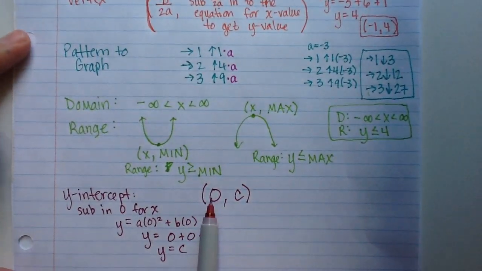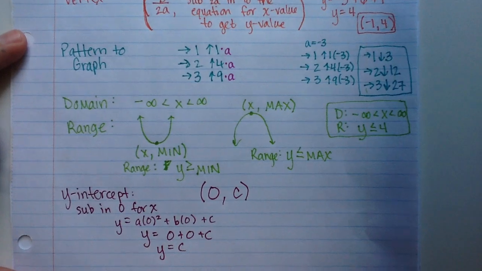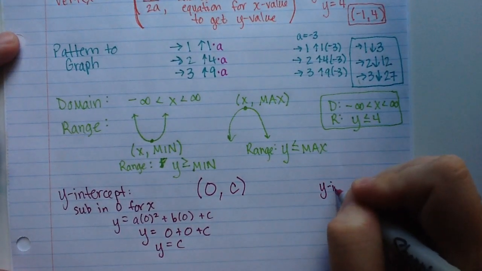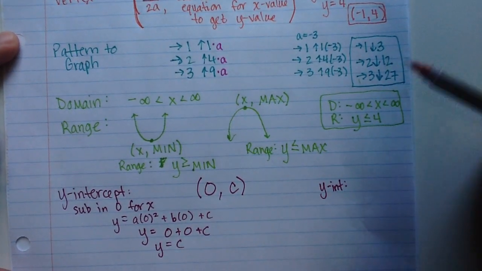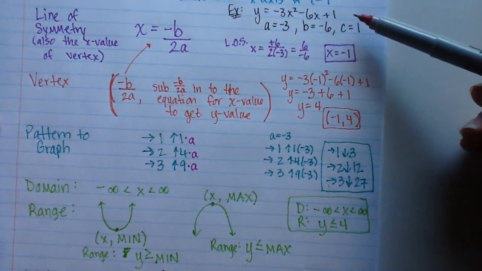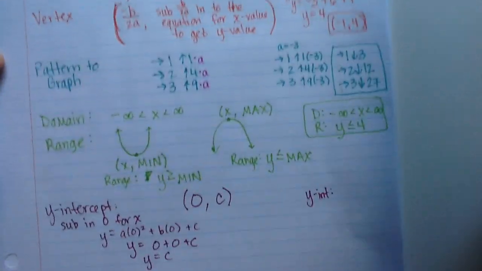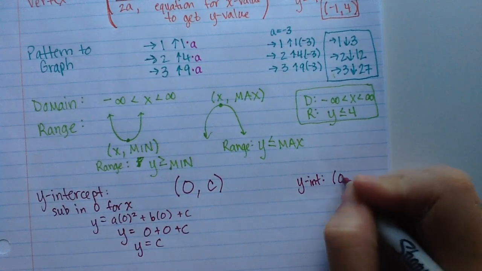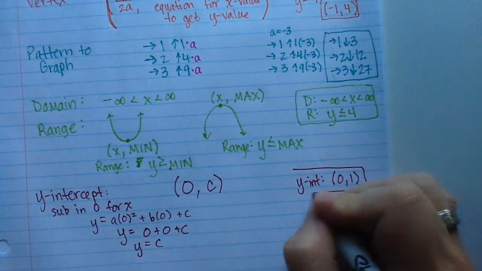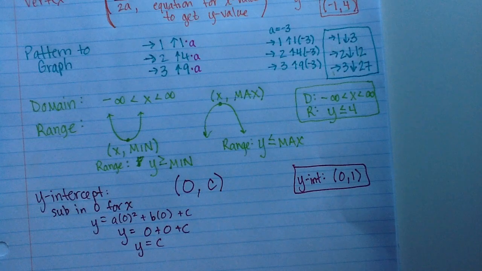Remember that your intercepts always should be listed as an ordered pair. For our function, the value of c was 1, so our y-intercept will be at 0, 1. Now I do want to look at an application of standard form. So we'll have to write this out.